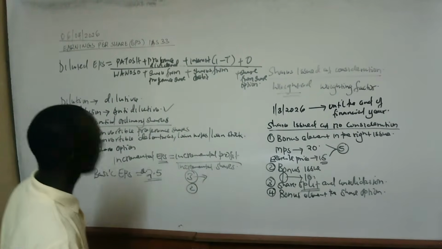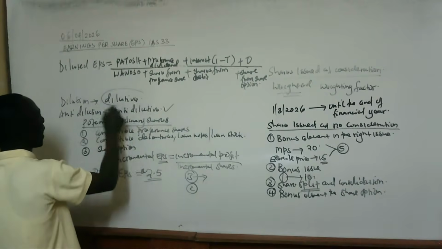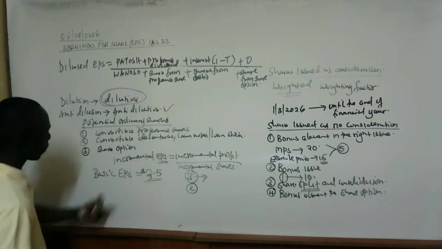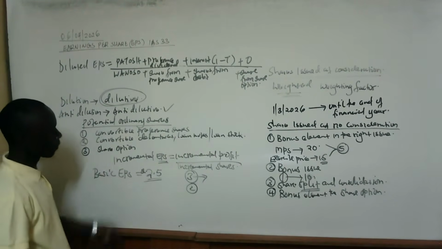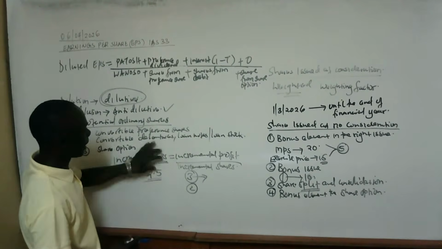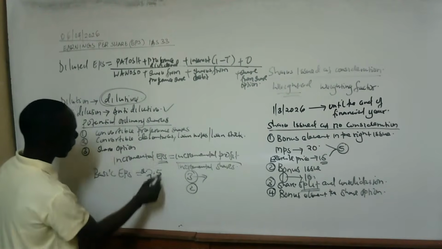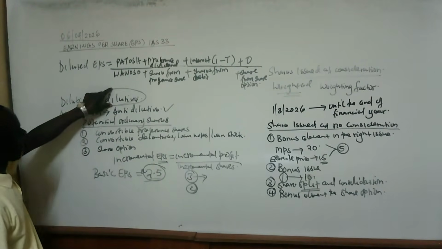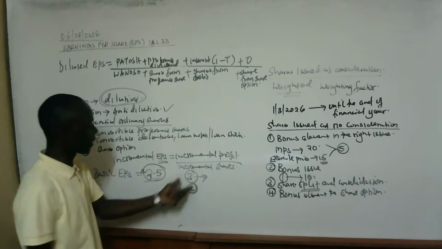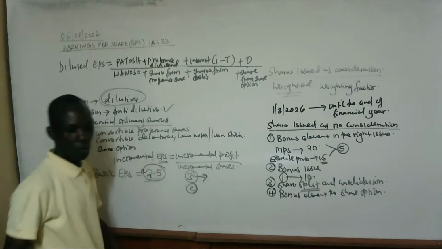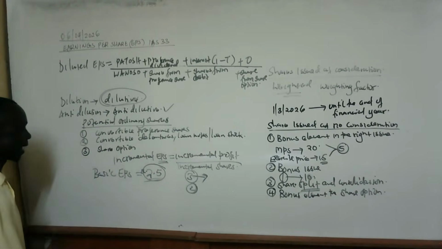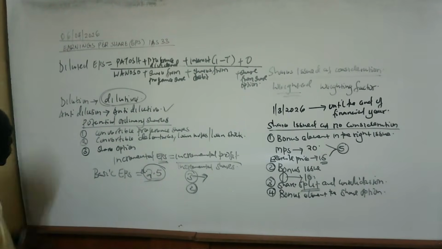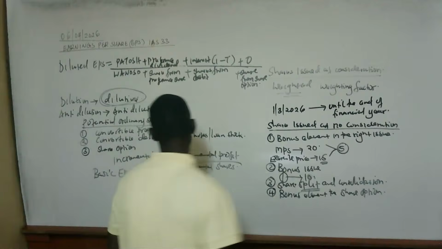If you compute your incremental EPS and you find that we had a basic EPS of 2.5, and your incremental EPS is 2, meaning there is a decrease in EPS, in that case we talk about dilutive. When you compare the basic EPS with the incremental EPS and find that the value has gone down, we normally talk about dilutive. When you find that the value has gone up, we talk about anti-dilutive.